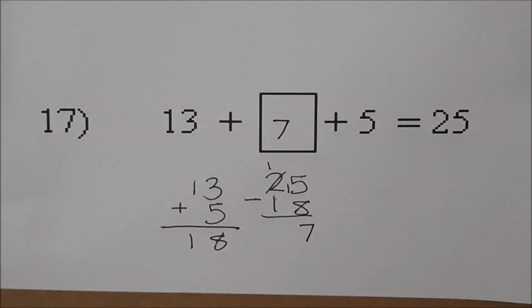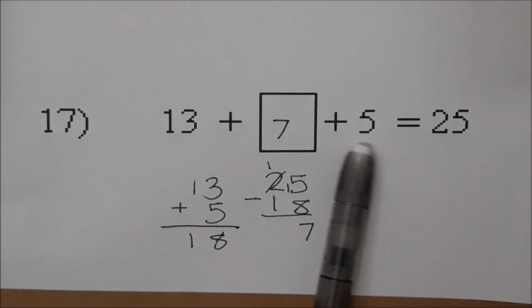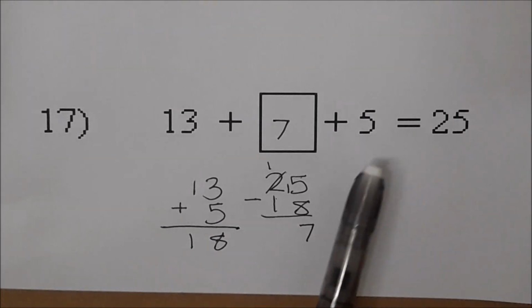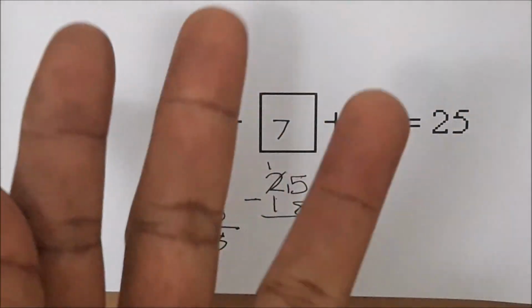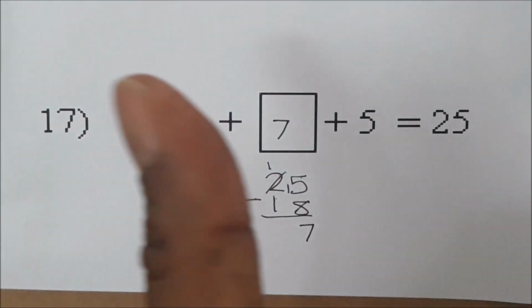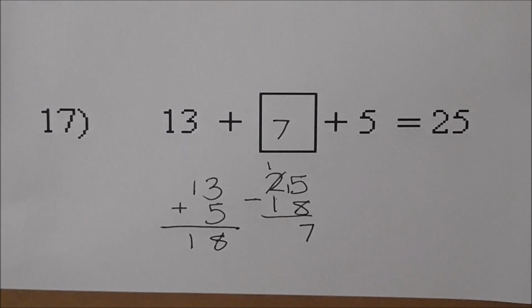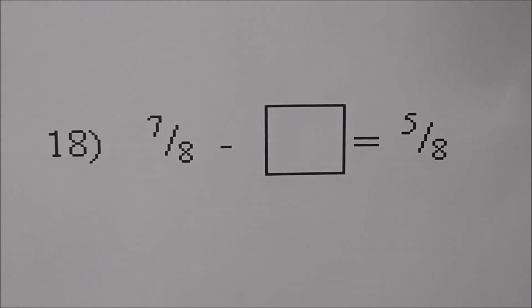Now you could also count on. 13 plus 5 is 18. And then from 18, count on to 25. So you say 18. Then you say 19, 20, 21, 22, 23, 24, 25. That's 7. Excellent. Let's move on.